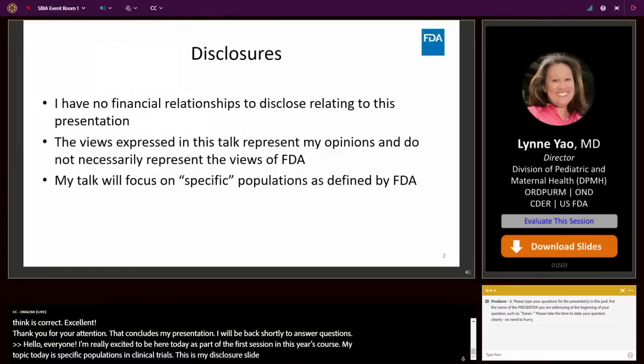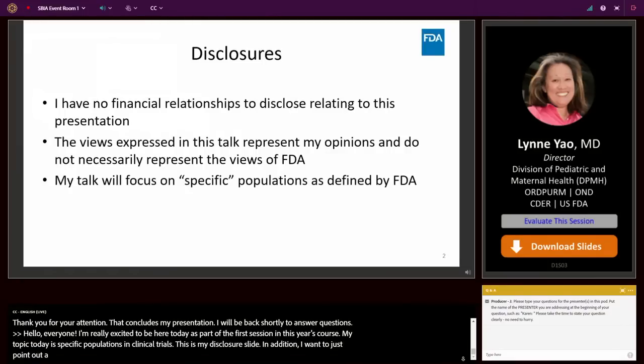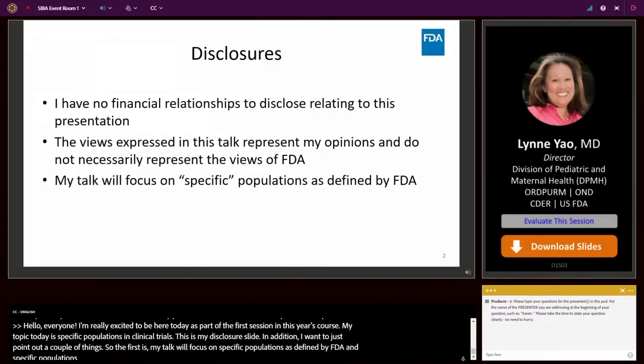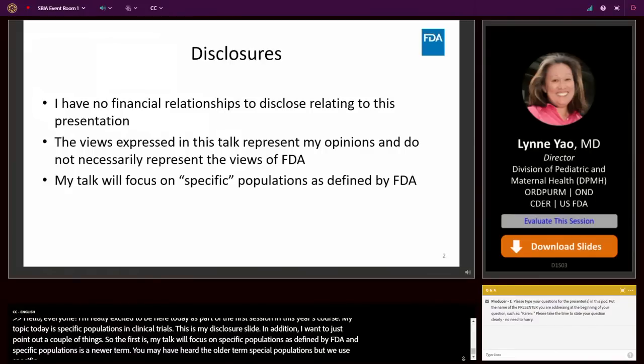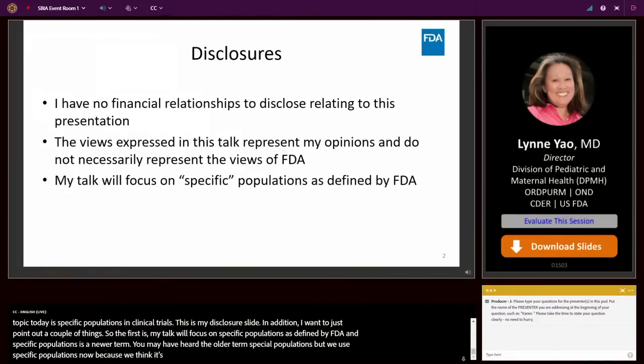In addition, I want to just point out a couple of things. The first is that my talk will focus on specific populations as defined by FDA. And specific populations is a newer term. You may have heard the older term special populations, but we use specific populations now because we think it's a more appropriate and probably more precise term.